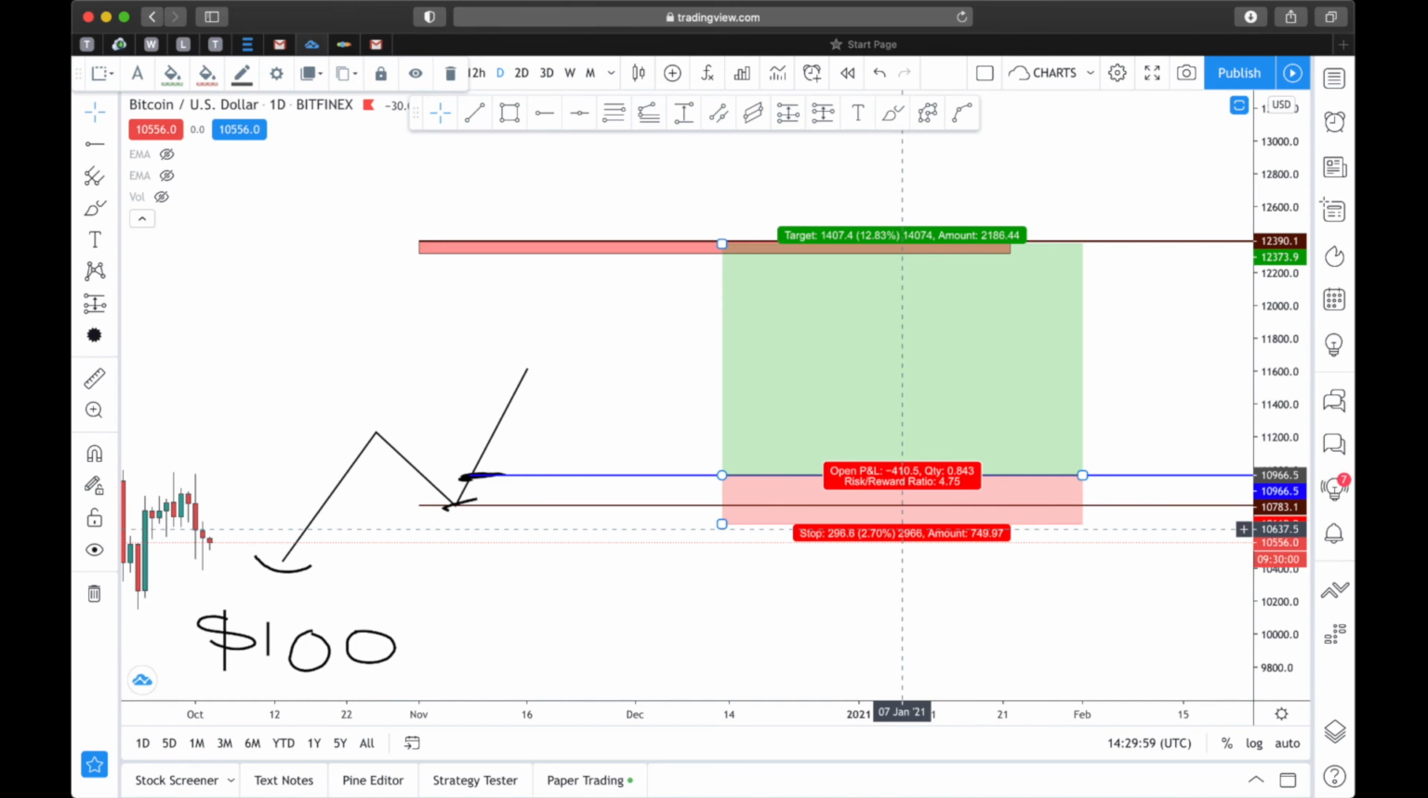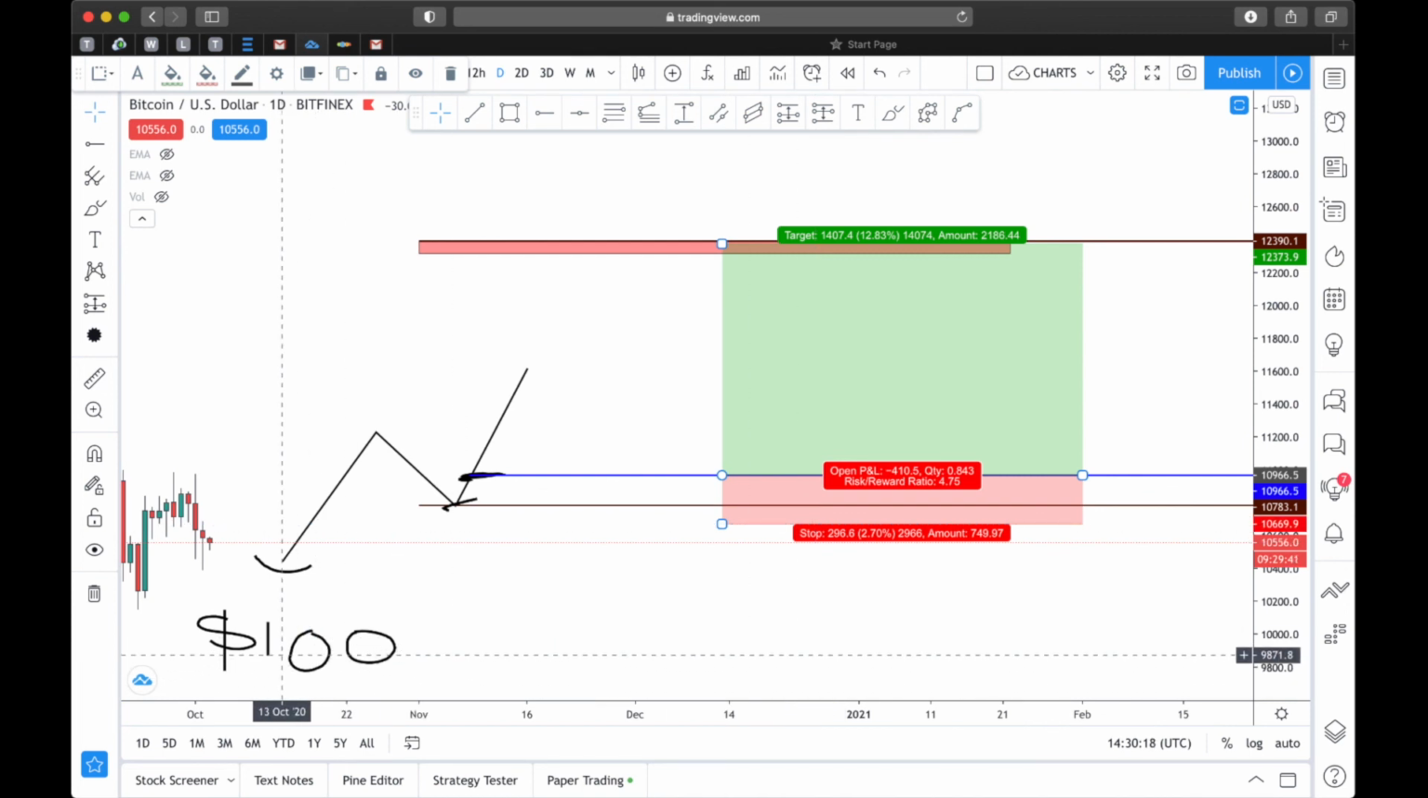So now I want to take the trade. I've not entered yet. I want to take the trade. I already know my target, which is 12.8% away. And I already know my stop loss, which is 2.7% away. Now I want to calculate how much I should put on this trade with a $100 account.